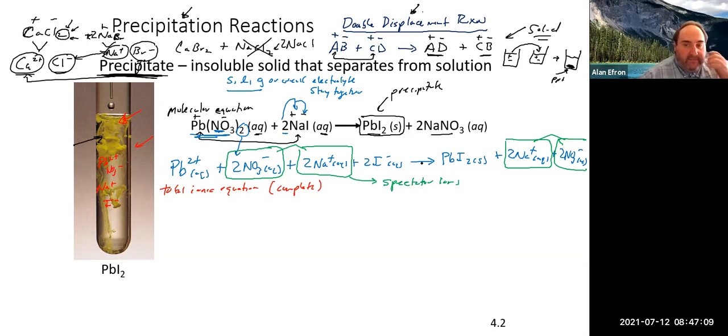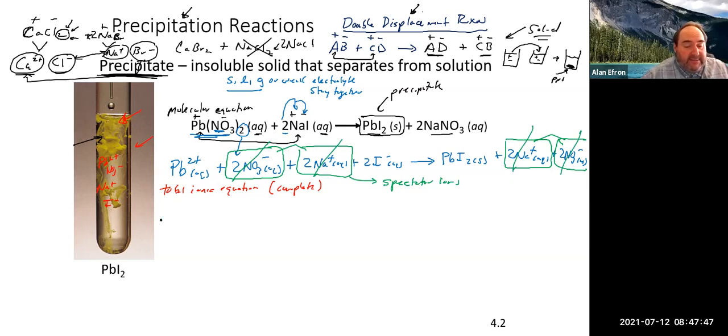And spectator ions, much like the name implies, if you are a spectator, you are essentially just watching. You're not really involved in what is being made. You're not really participating in what is being made. You're just there to watch. You're really there in this case just to balance out the charges of everything that's going on. And what we typically do with our spectator ions in our total ionic equation is we simply cross them out on both sides.